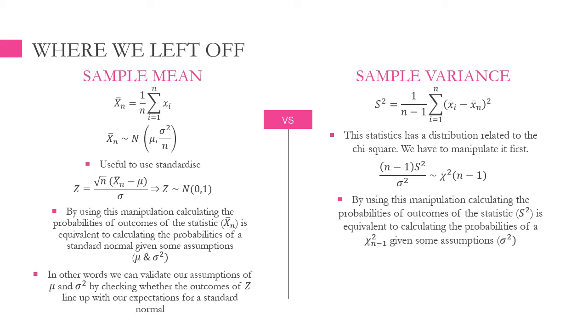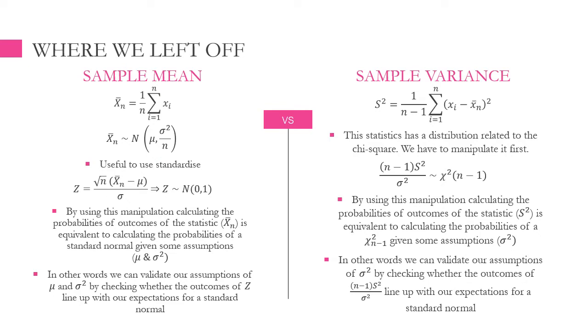Once again, by using this manipulation, calculating the probabilities of outcomes of the statistic for our sample variance S squared is equivalent to calculating the probabilities of some chi-squared distribution with n-1 degrees of freedom, if we have some assumption about the population variance. So in other words, we can validate our assumptions of sigma squared by checking whether the outcomes of that manipulated statistic line up with our expectations for a chi-squared with n-1 degrees of freedom.